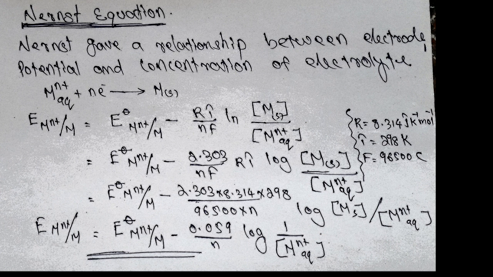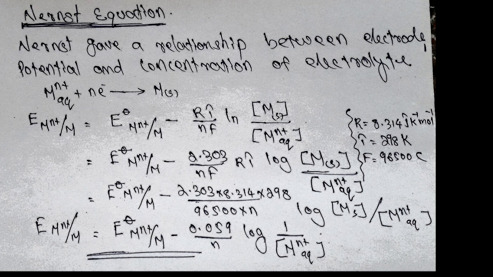Cu2+ plus 2 electrons giving Cu. Okay, so here electrode potential E(Mn+/M) equals standard electrode potential E0. E means electrode potential, E0 means standard electrode potential. Standard electrode potential we can measure with the help of the standard hydrogen electrode.